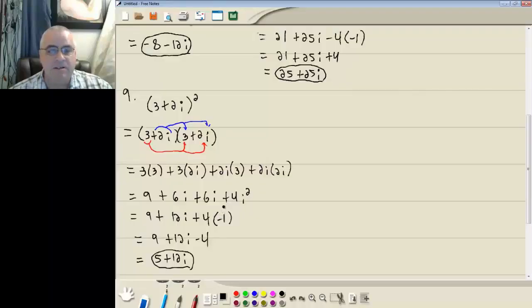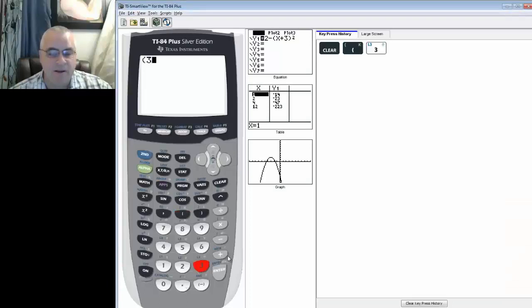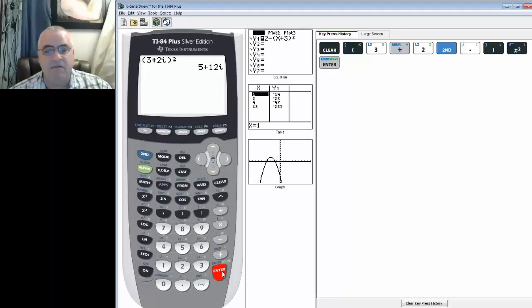Let's see this one on the calculator. Got beginning parentheses, 3 plus 2i. Remember, we do the i of the second decimal. Closing parentheses, push squared, then push enter, and that gives us our 5 plus 12i.